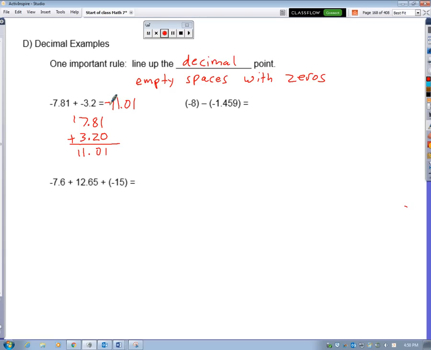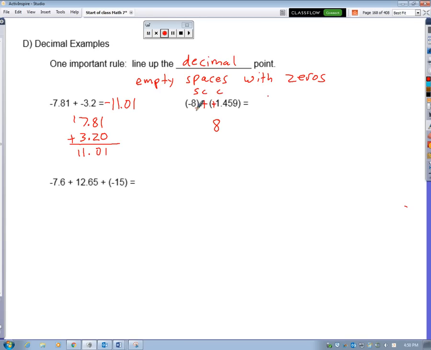Alright, let's take a look at this one. This time we have subtraction, so automatically think same, change, change. That stays the same. That becomes addition. This becomes a positive. And now look what I did. I changed it to addition. They are different, which tells me I have to subtract. And I want to put the bigger number on top. So my bigger number is going to be 8.